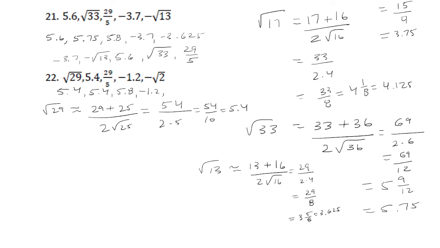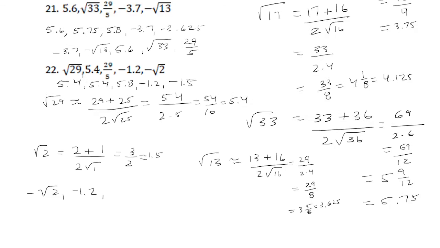This is negative 1.2. Square root of 2, well, that's going to be 2 plus the nearest perfect square, which is 1, over 2 times square root of 1. That's 3/2, which is about 1.5. So this will be negative 1.5, and yeah, that's going to be the smallest one, followed by negative 1.2. And then we have a little tiebreaker here between square root of 29 and 5.4.